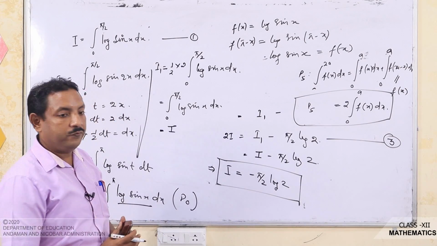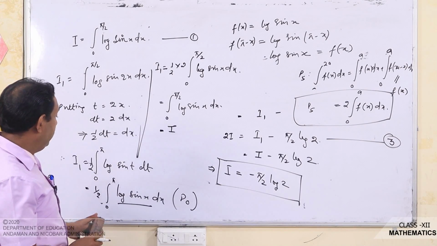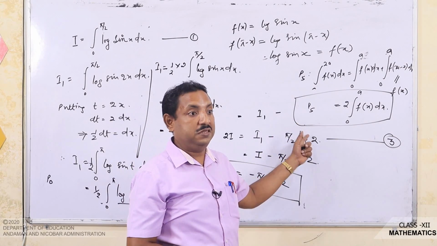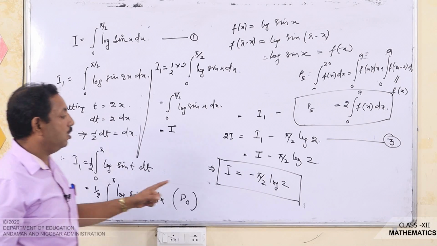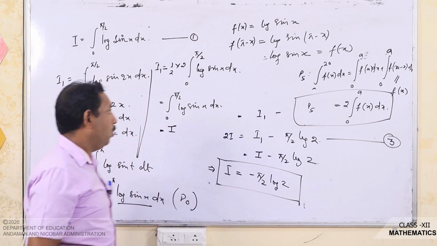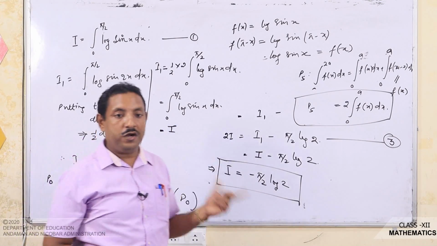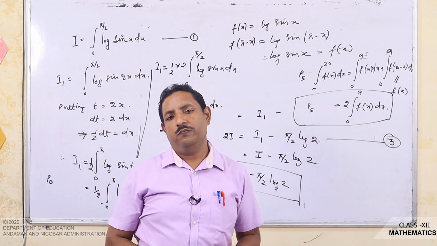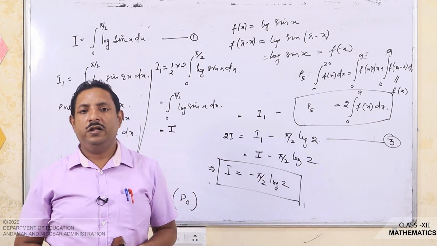Here in this question I have applied the P4 property first, then the P0 property second, and then the P5 property third. 3 properties I applied over the same question, and I got the result I equals minus pi by 2 log 2. I also applied the log property. So dear students, the log property is important here, and in one question you may use 2-3 properties at a time. Okay. Now let's move to the next one.